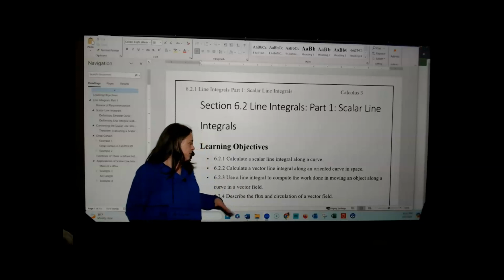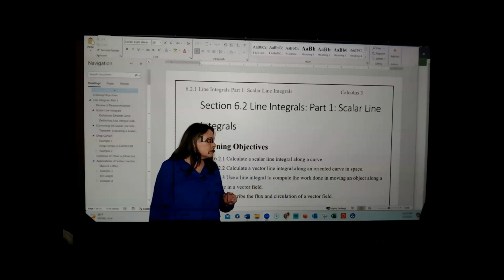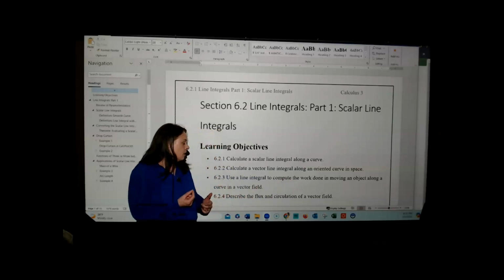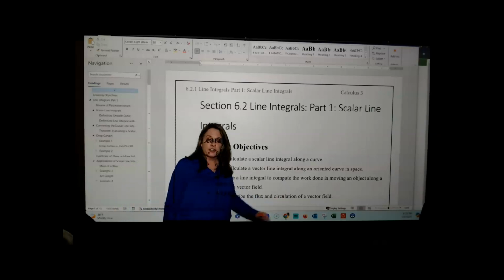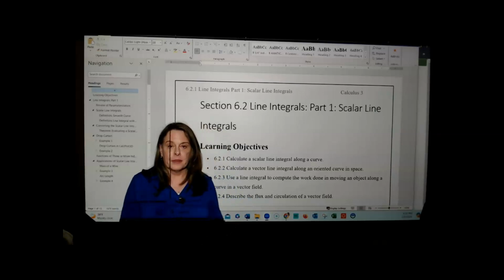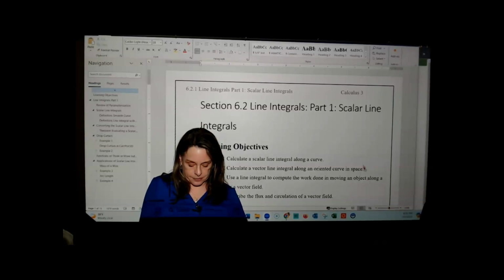covered vector fields first. Then we're going to use the line integral to compute the work done in moving an object along a curve in a vector field. Finally, we'll describe what's called the flux and the circulation of a vector field. Before we can start, we need to define what a line integral is, specifically a scalar line integral.